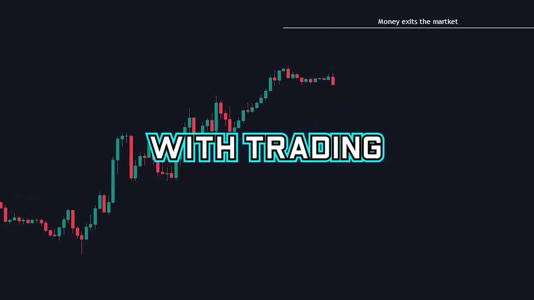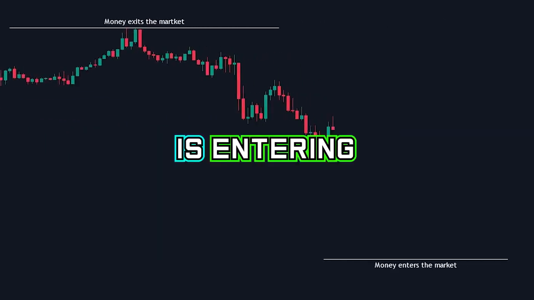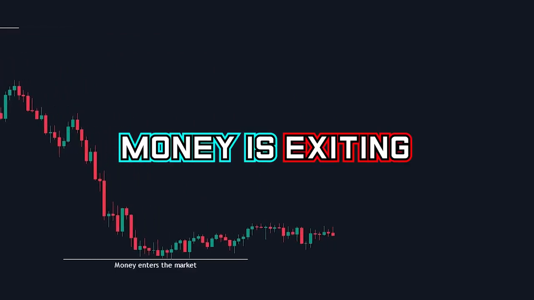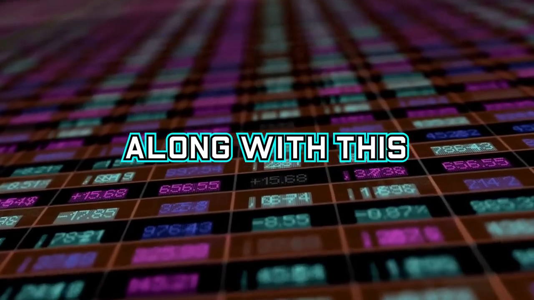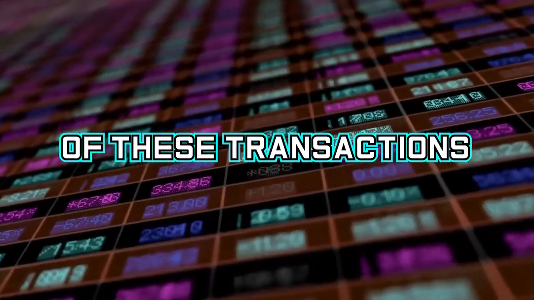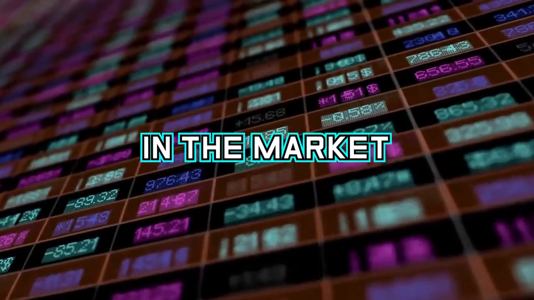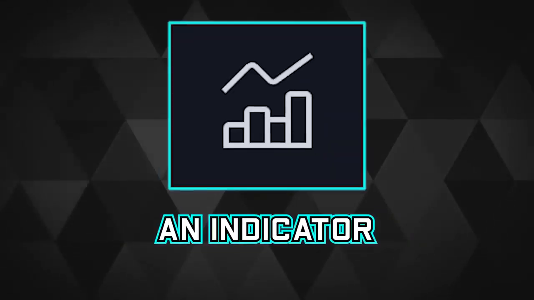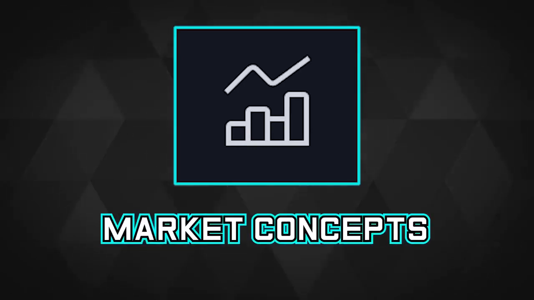To become profitable with trading, it's important to know how much money is entering the market and how much money is exiting the market. Along with this, it's also important to know the quantity of these transactions, meaning the volume in the market. There is actually an indicator that takes into account both of these crucial market concepts.